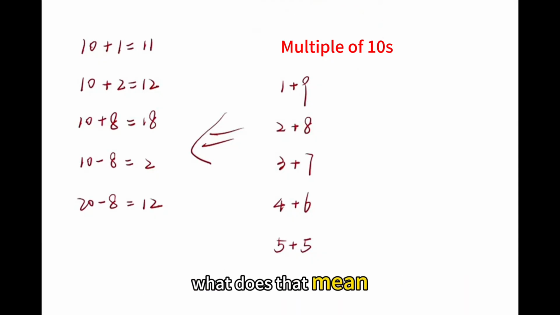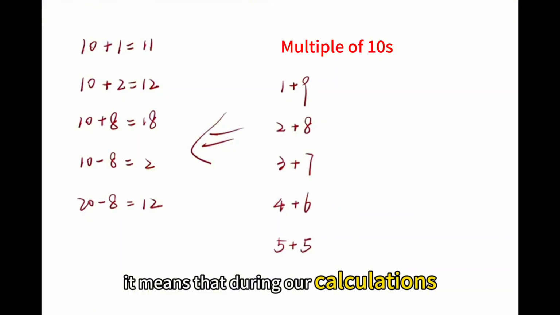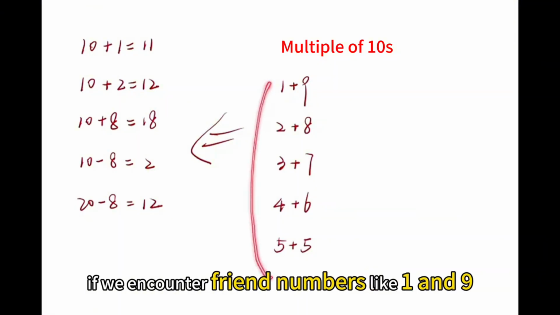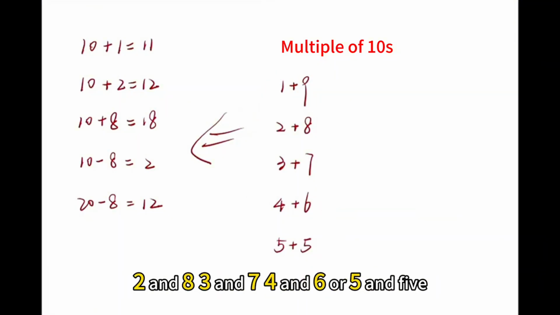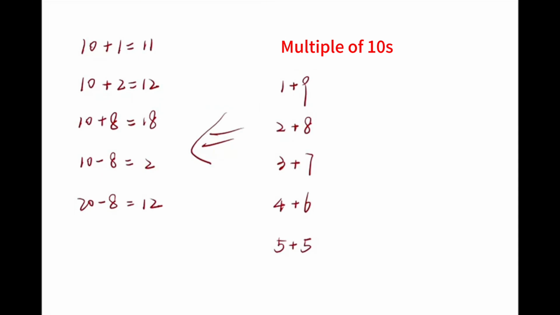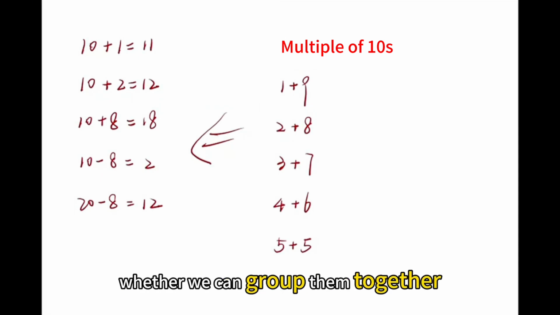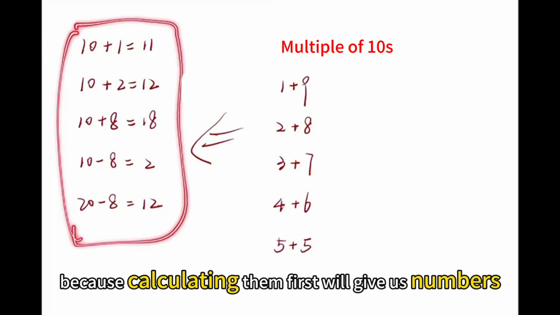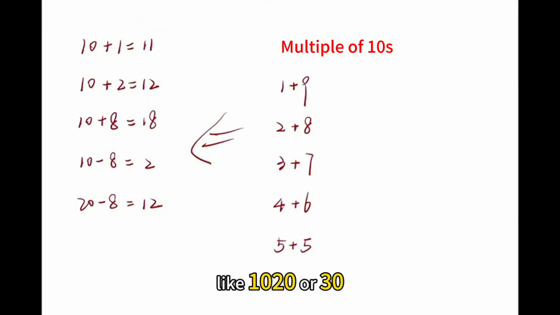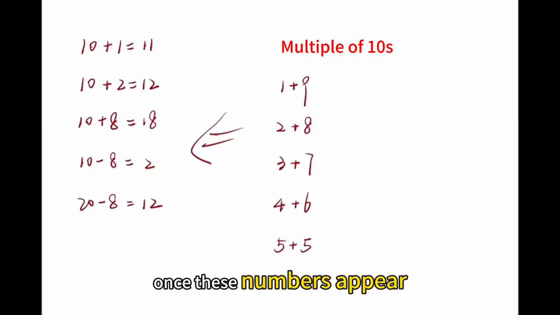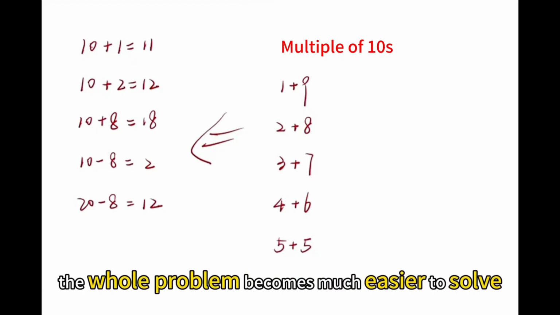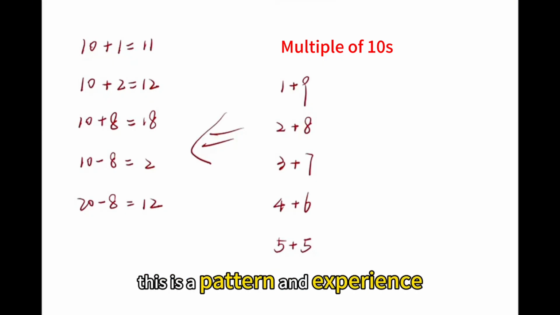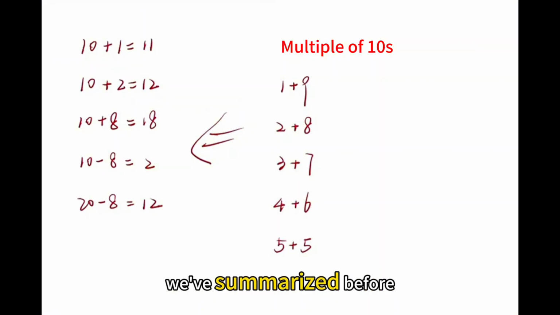What does that mean? It means that during our calculations, if we encounter friend numbers like 1 and 9, 2 and 8, 3 and 7, 4 and 6, or 5 and 5, we should immediately think about whether we can group them together and calculate them first. Because calculating them first will give us numbers like 10, 20, or 30. Once these numbers appear, the whole problem becomes much easier to solve. This is a pattern and experience we've summarized before.